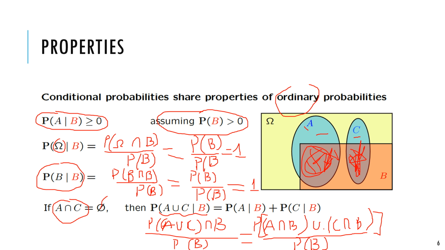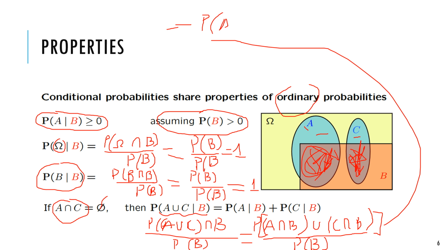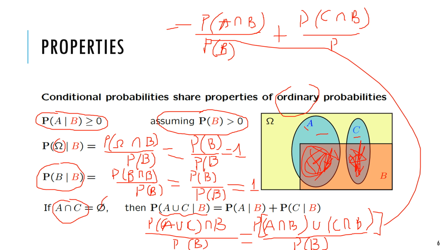So if A and C are disjoint, it means that the A intersect B part and the C intersect B part are totally disjoint, so we can say that this equals the probability of A intersect with B divided by the probability of B, plus the probability of C intersect with B divided by the probability of B.